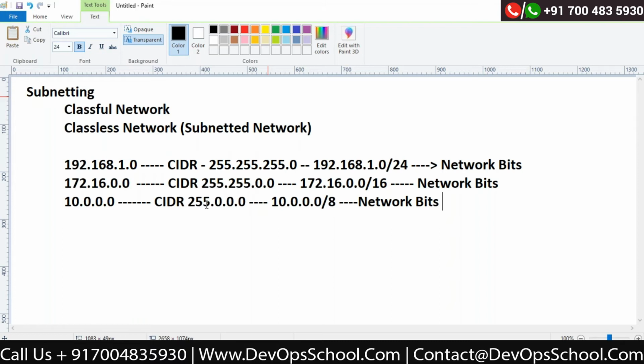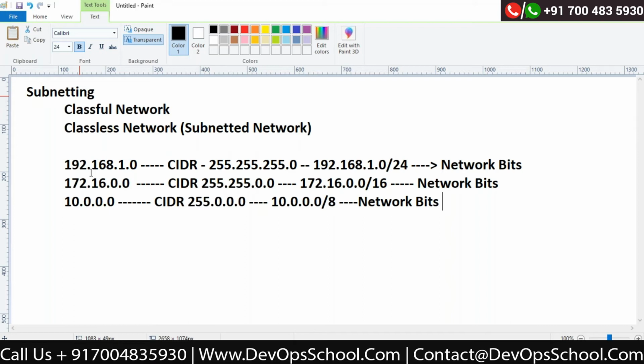Similarly, in a classless network, there is a subnet mask, no doubt about it. But there is another method to display or write the classless network, and that is called CIDR. So in simple terms, classful means an IP address network without subnetting would be considered a classful network. Classless network means a network which is subnetted as per your requirement would be considered a classless network.